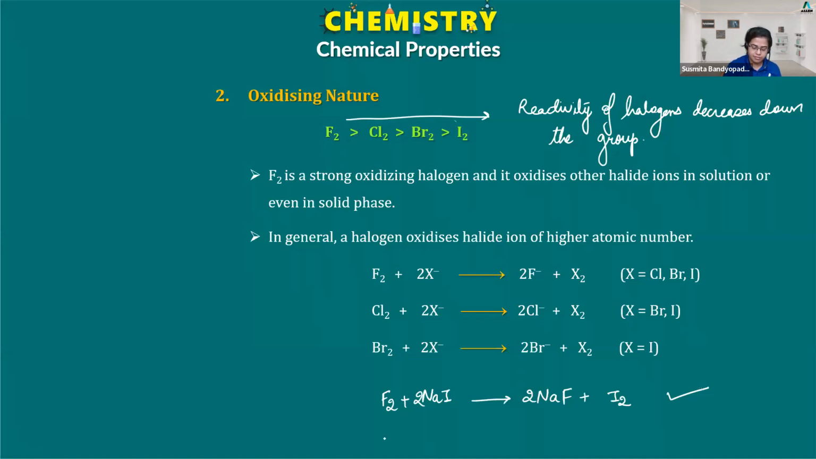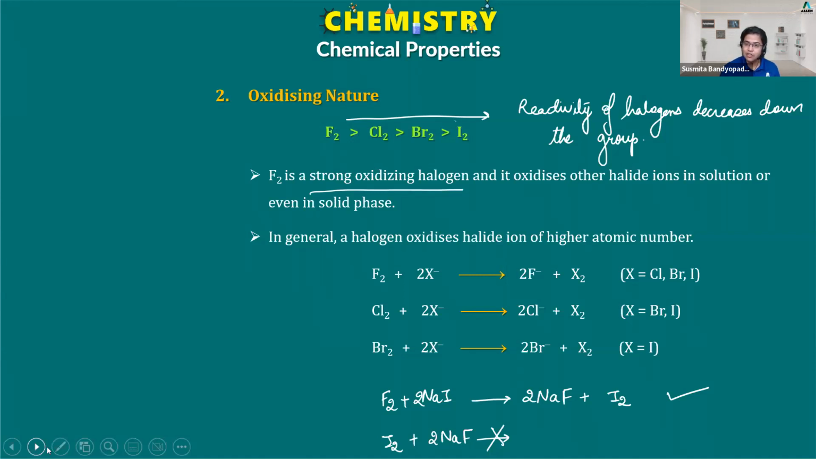But if it's the other way around, the less reactive can't replace the more reactive. I2 cannot replace fluorine. Iodine can't replace fluorine. Fluorine can replace iodine. Got my point? Very important. Students, just one thing which I can remember, important.